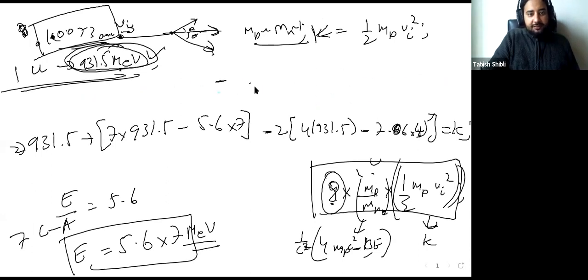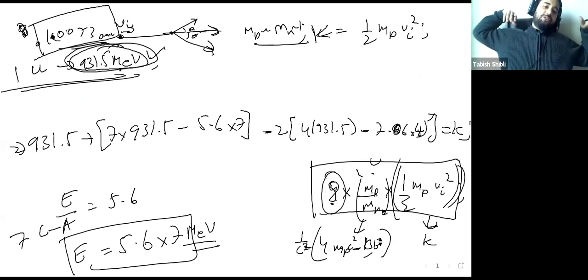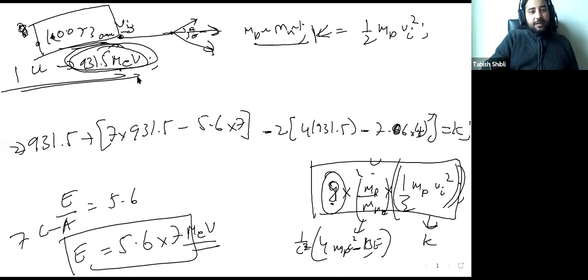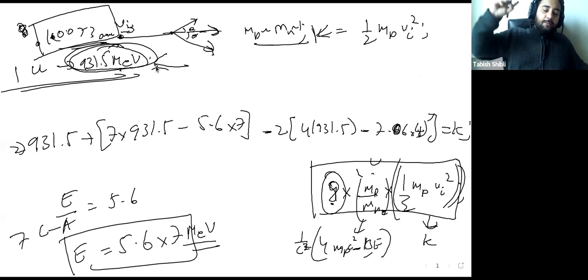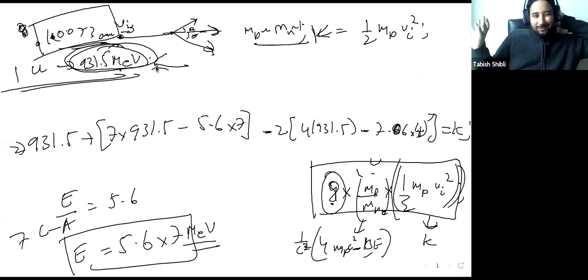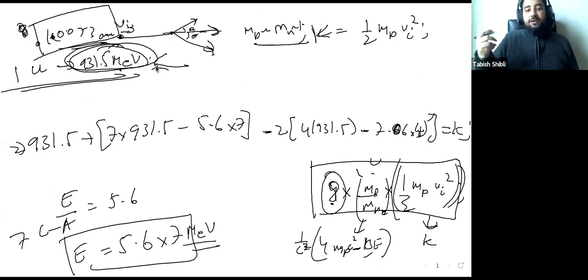Does this make sense, Jabana? Yes, sir. You understand what I'm doing? I'm just using everything in atomic mass units and converting it into energy. How am I converting into energy? By remembering that one atomic mass unit is just 931.5 mega electron volts. This is the conversion. Actually, this conversion is given in most question papers also, so you don't really need to remember it. But it's always a good tool to keep in your head.